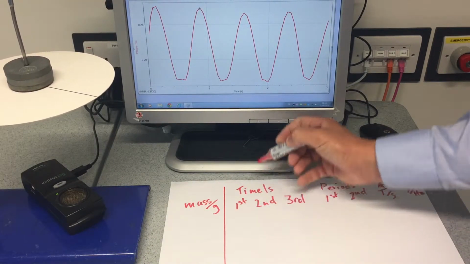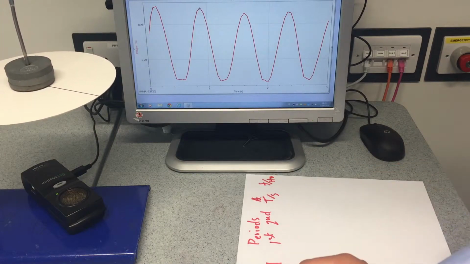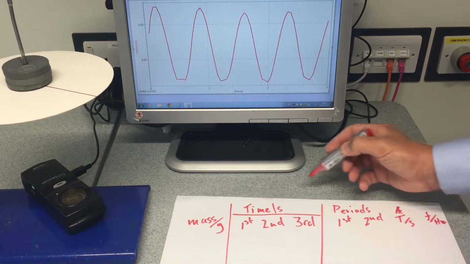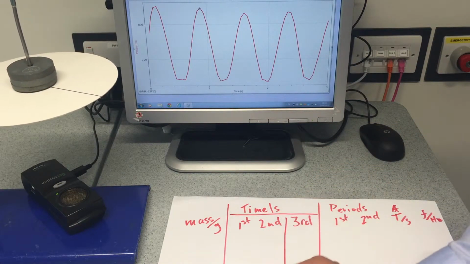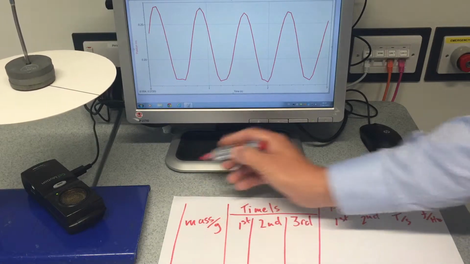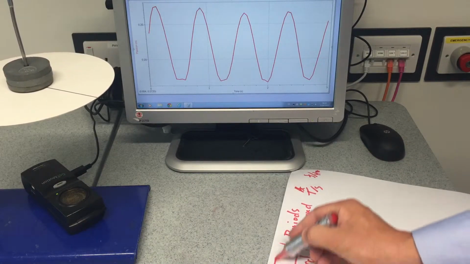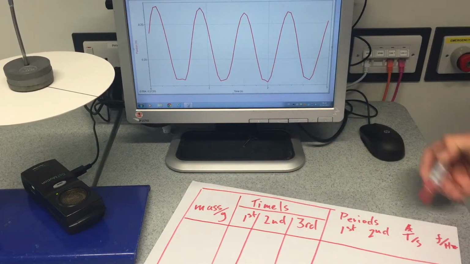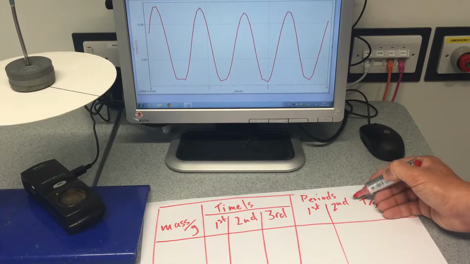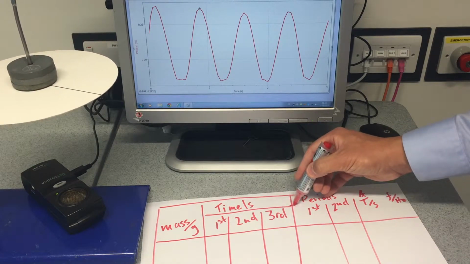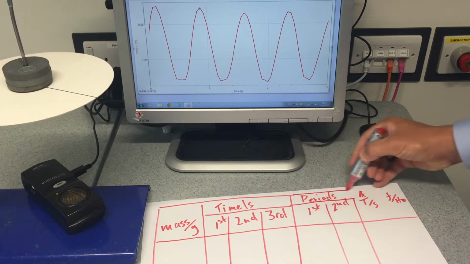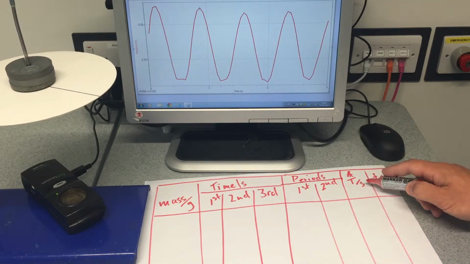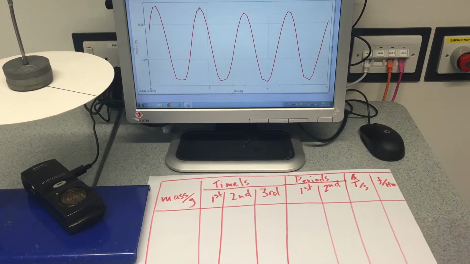Let me just draw in my table. My time periods. And of course my mass. This is good so far. I'm going to be looking for my first time period, second time period, before I finally take averages of them and then work out the frequency last of all.